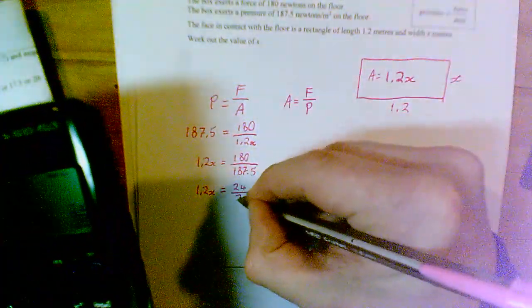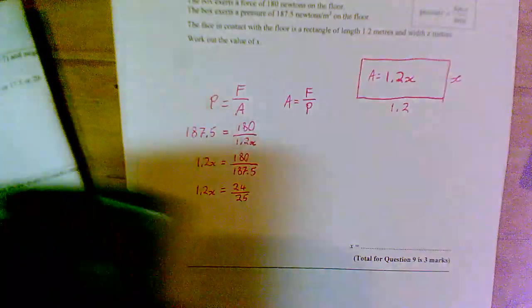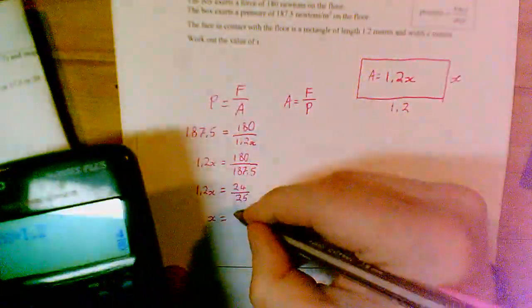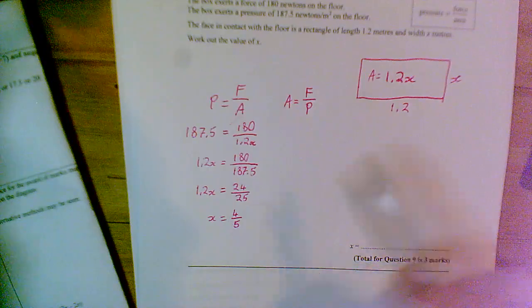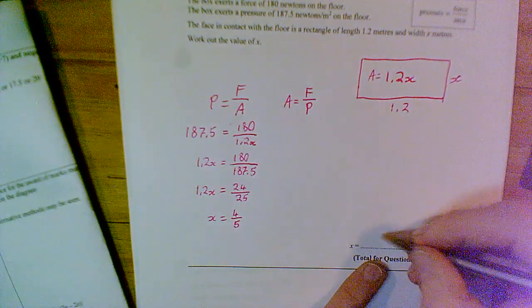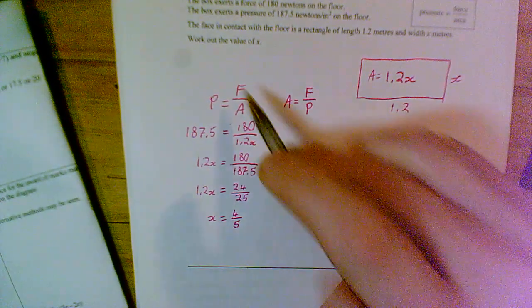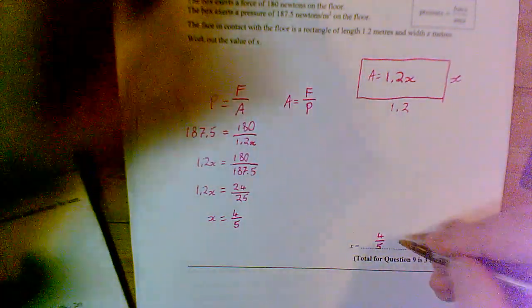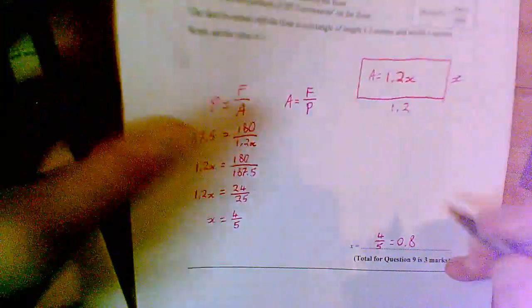So 24 over 25. Finally, I need to divide everything by 1.2, so I need to divide that answer by 1.2, getting me 4/5. You can leave it as 4/5, or you can write it as 0.8. I like fractions. Just double check, it doesn't ask me to write it in any particular way. Nope, 4/5 will do fine. But 0.8, also great for your mark.